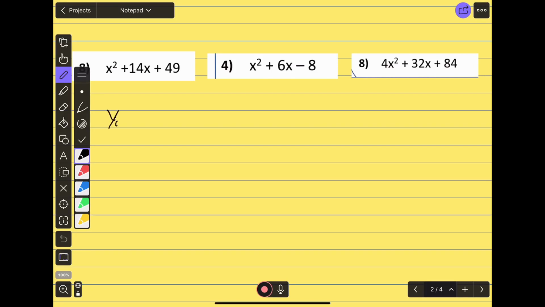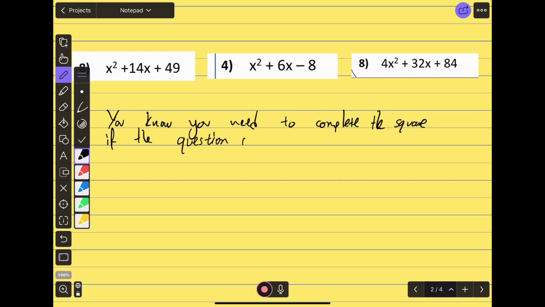So in this video we're going to go through completing the square with coefficient of a equals 1 and coefficient of a greater than 1. So you know that you need to complete the square when the question is asking you to write your answer in a certain form. That form has usually got brackets squared and plus or minus a certain value.